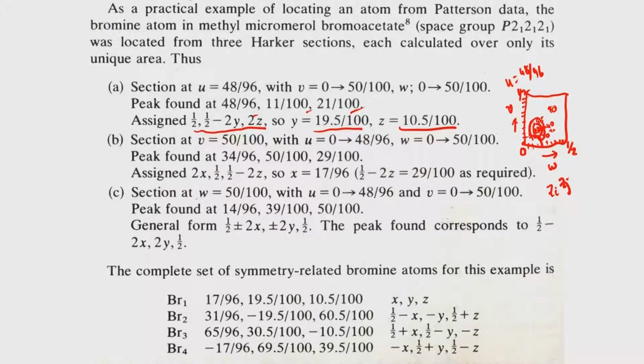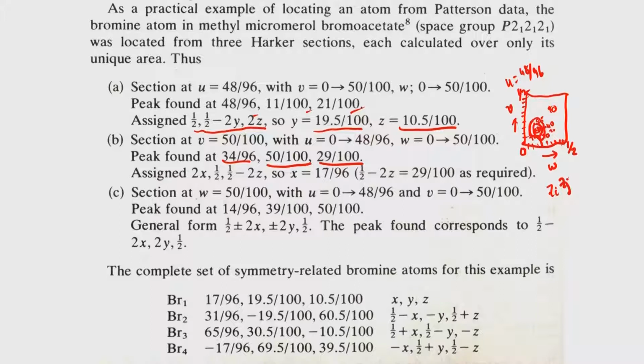Similarly, you go to the next one, which is the section along the y direction, which is v equals half, and plot u and w in this following way, and pick up the peak. The peak found is at 34/96, 50/100 and 29/100. This is corresponding to 2x, half minus 2z. See, here the peak was found at what? 48/96 is half, okay, and 11 by 100 is half minus 2y.